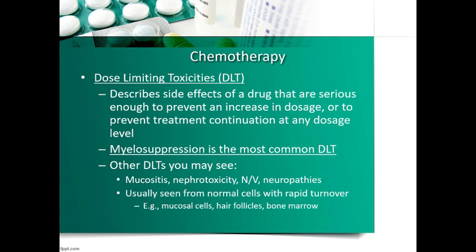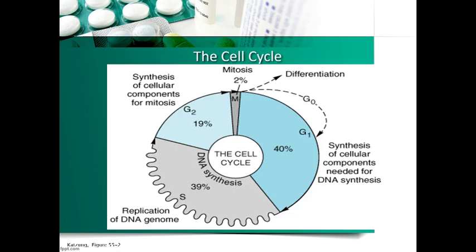Other ones that we'll come across: nausea, vomiting, neuropathies, diarrhea, and so on. So just quickly reviewing the cell cycle. So most cells in the body, we've got 100 trillion cells roughly, and the vast majority of those are in G0. They're in quiescence. They're not doing anything as far as division goes. They're doing their normal job. So a hepatocyte is doing what it's supposed to be doing. It's not dividing.